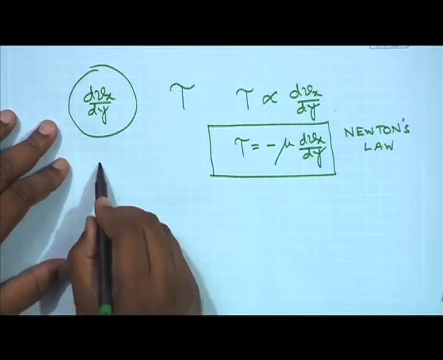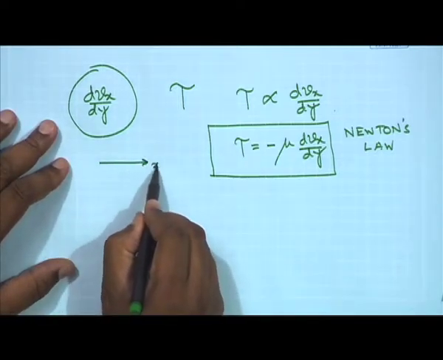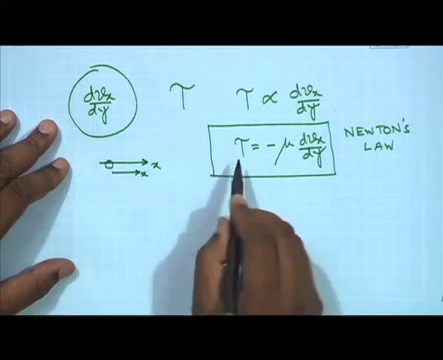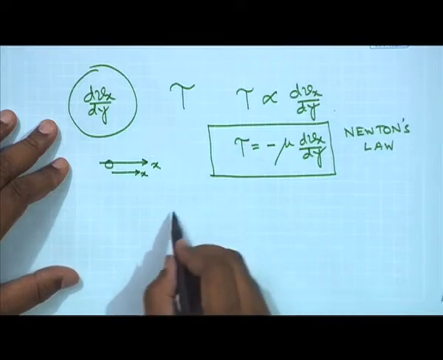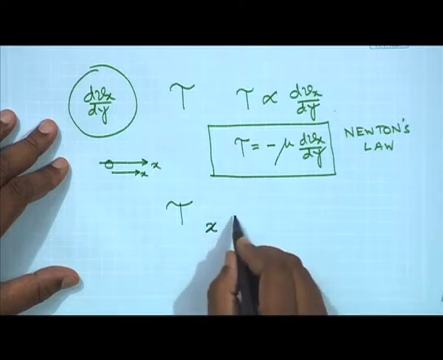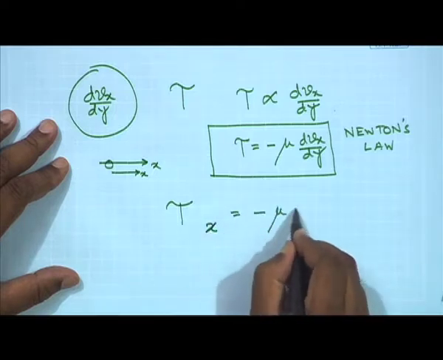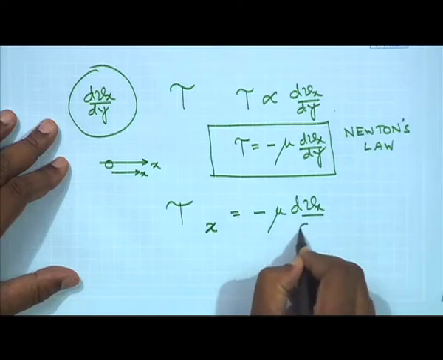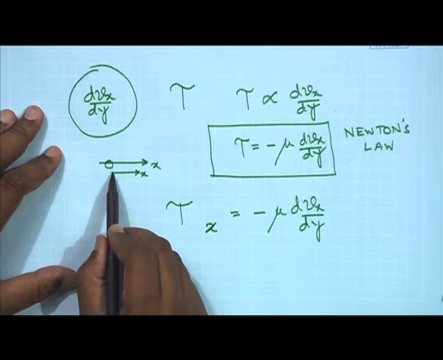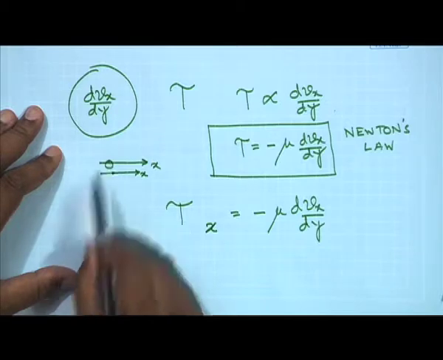I understand my velocity is in the x direction, so the momentum is also in the x direction. So the transfer of momentum that we talk about is essentially the transport of x momentum. So tau, when I write it in this way, I understand that if there is a variation in velocity in the y direction, it's the x momentum which gets transported.